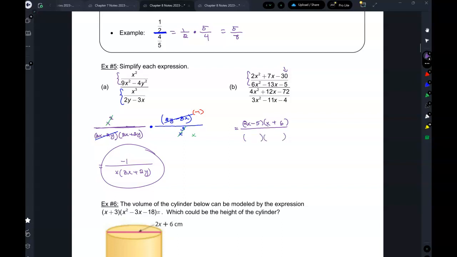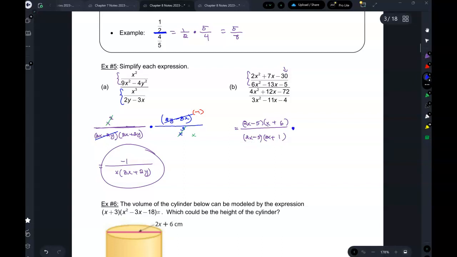The bottom, it could either be 6x and x or 2x and 3x. Let's try 2x and 3x. Then I need to get a 5. Let's try 5 here and 1 here. What do we get? 2x, 15x. Oh my God, that will totally work. Minus, plus. Okay? So I factored that.